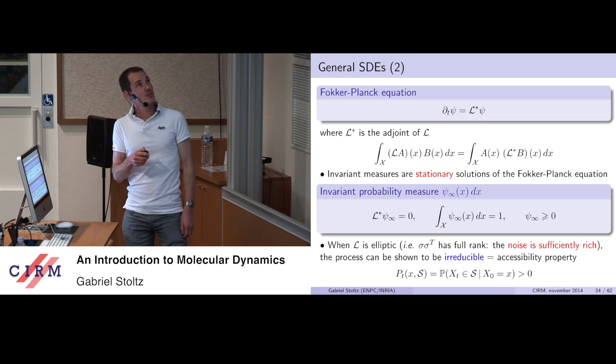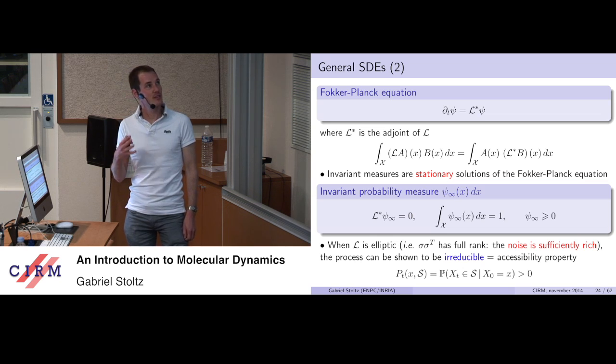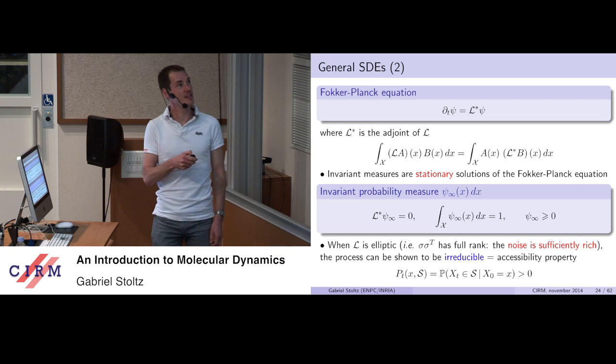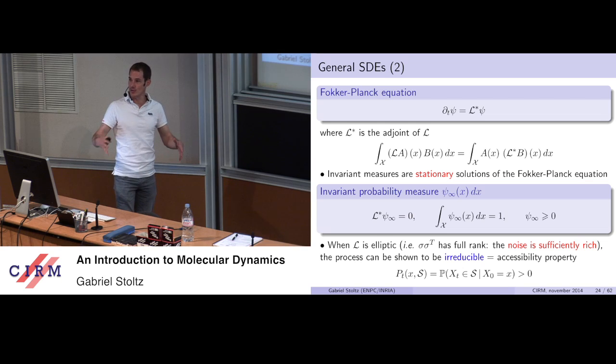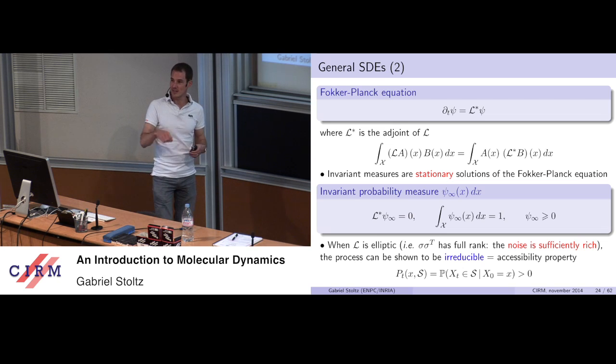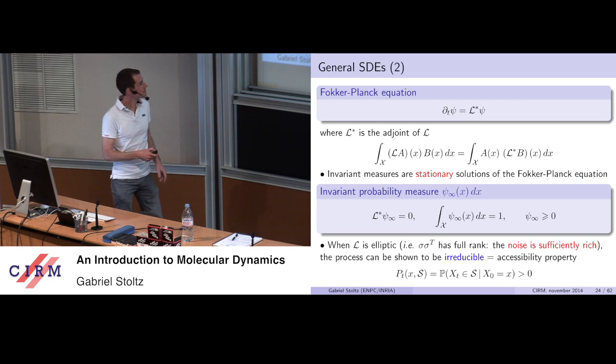Stationary measures for stochastic differential equations are stationary solutions of this Fokker-Planck equation. If you start from a stationary measure psi infinity, so if initial conditions are distributed according to psi infinity, you evolve your SDE, you consider all paths starting from all possible initial conditions, you don't see anything moving. If you look at the histogram, it remains constant. Even though each point may move, when you see that from very far away, it does not move.